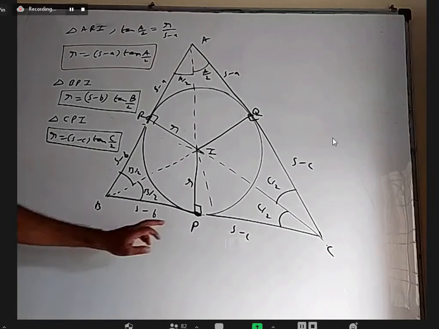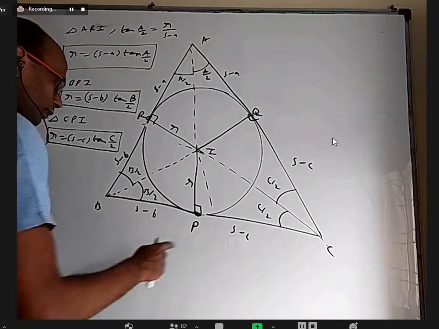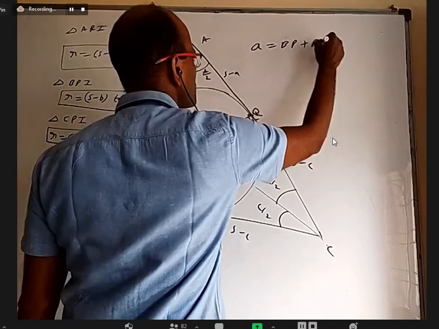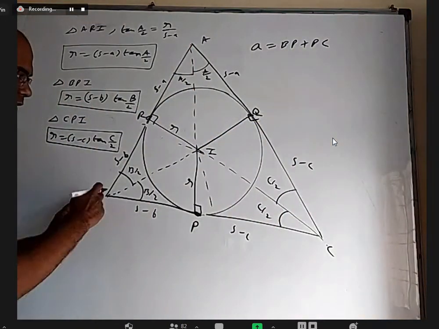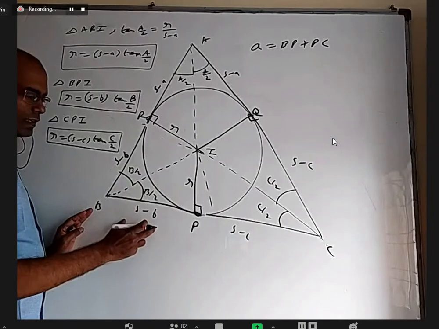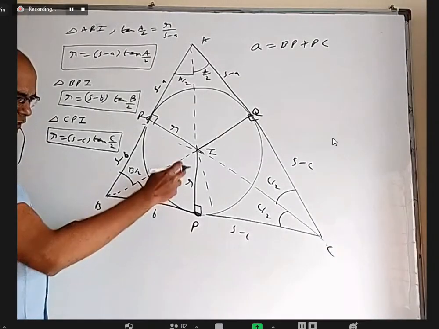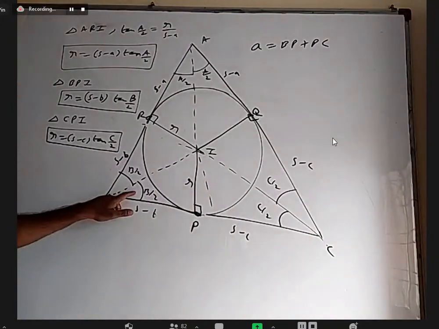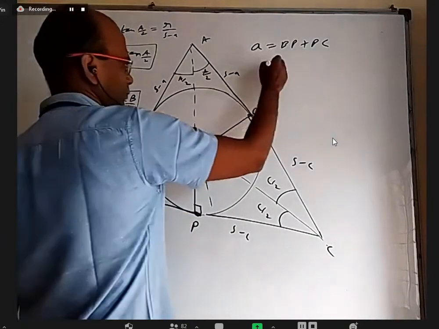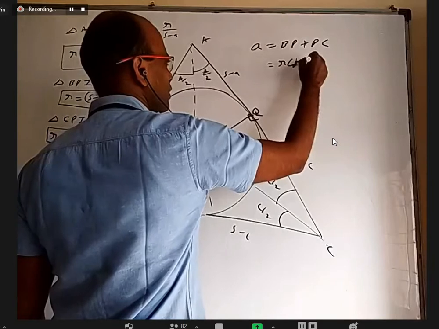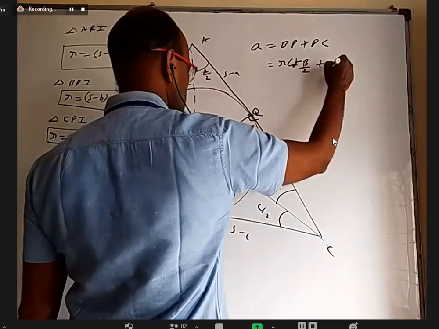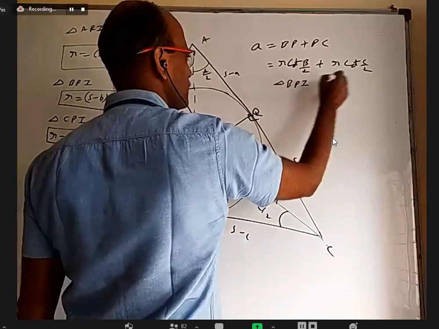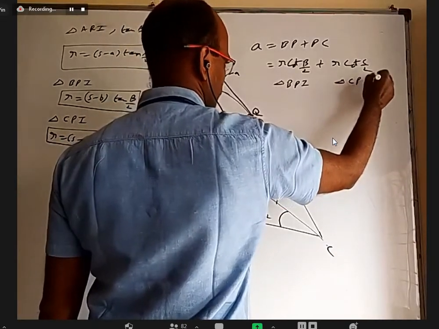Another thing that can be done here is I am going to write small a is equal to BP plus PC. From this figure, instead of writing s minus b, I want to write BP as r cot B by 2, because if I take cot B by 2, I'll get it this way. BP is r cot B by 2 and PC is r cot C by 2. This is from triangle BPI, and this is from triangle CPI.